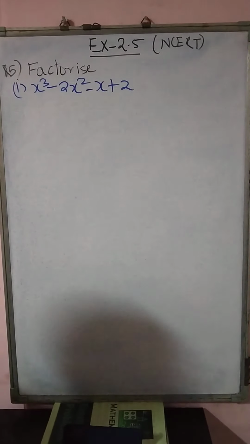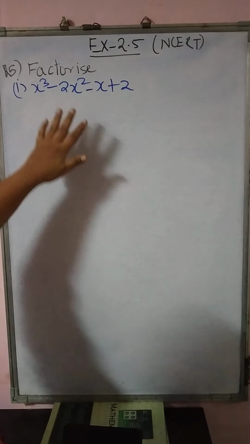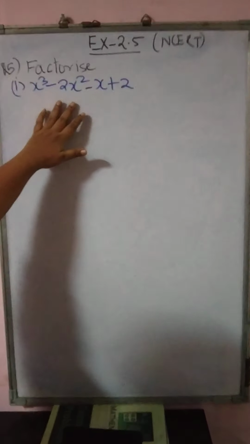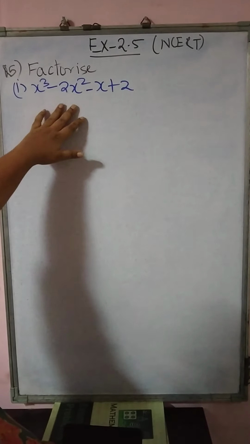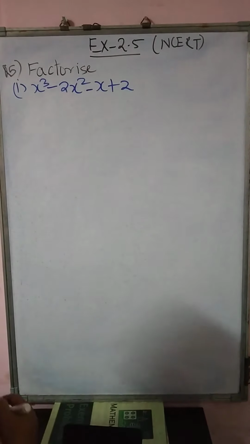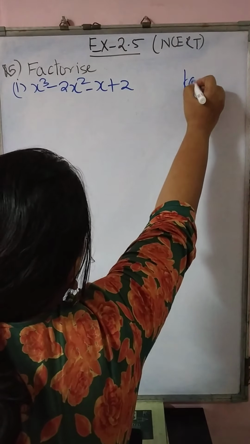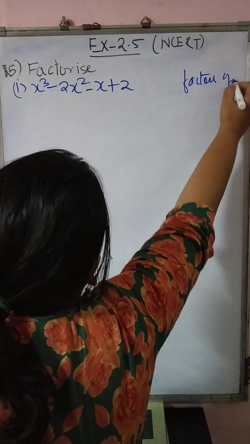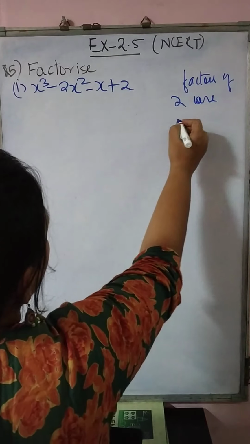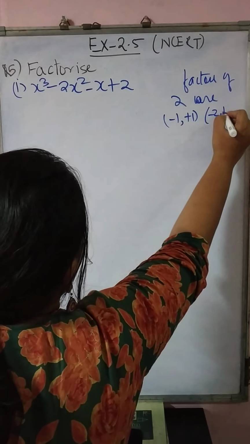Okay, so how are we going to find the zeros of this polynomial? Zeros means factors of this polynomial. So to find the first factor, we are going to use the trial and error method. First of all, what is the constant here? 2. So what are the factors of 2? Factors of 2 are minus 1, plus 1, minus 2, plus 2.